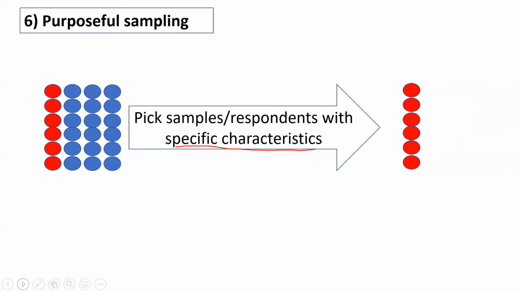Purposeful looks similar to convenience, but the difference with purposeful is that you're looking for members with specific characteristics. The population is not scarce. The members of the population are readily available, but you are looking for people with specific characteristics to include in your research. Okay. All right.